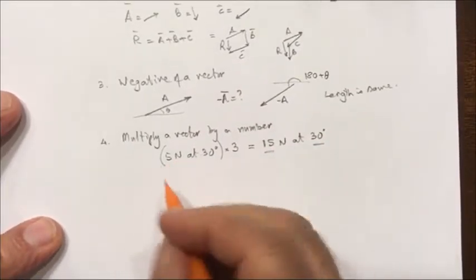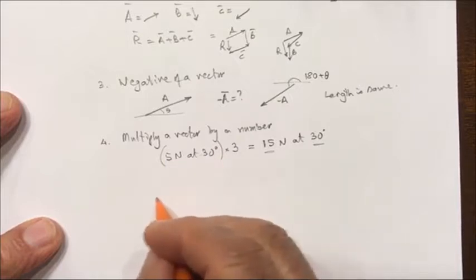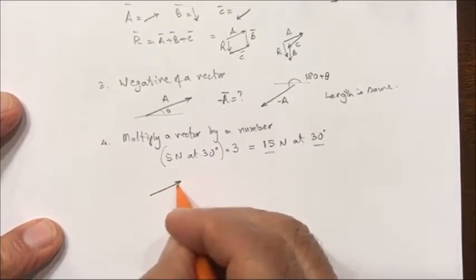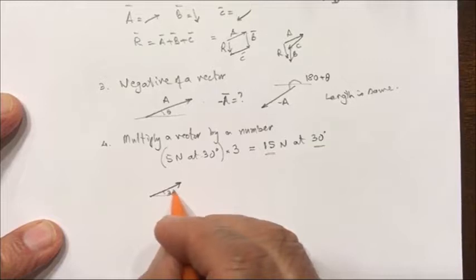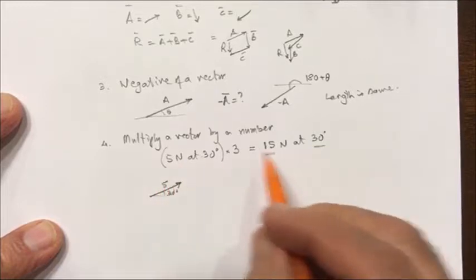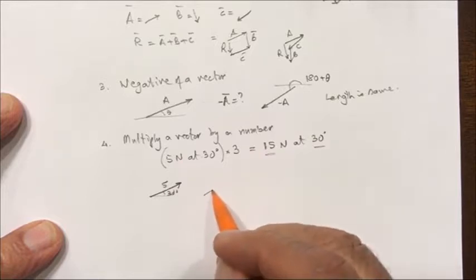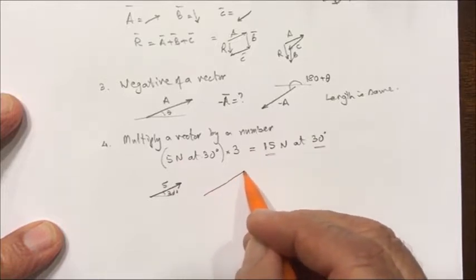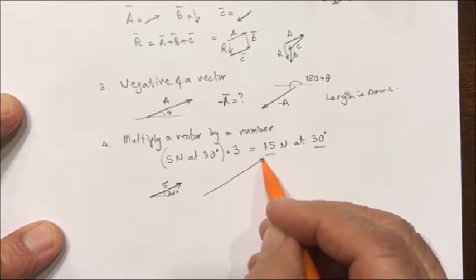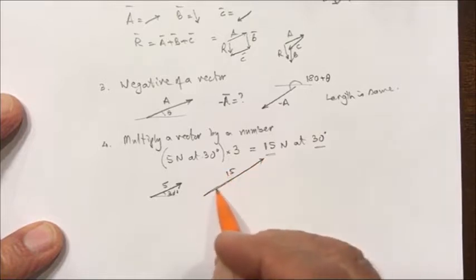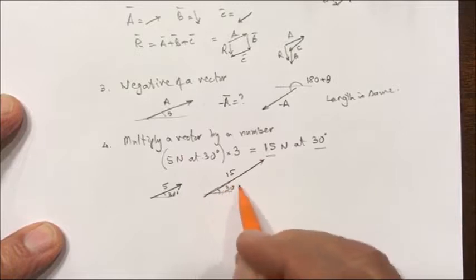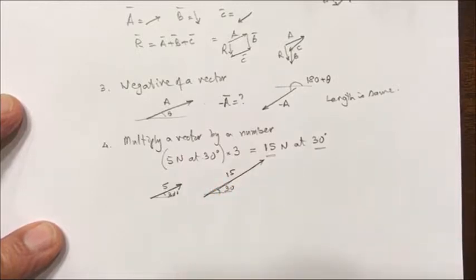So if we were to draw this, a vector 5 newtons at 30 degrees is here, this angle is 30 degrees, and this is 5 newtons, then multiplying that by 3 means simply making it 3 times longer. The angle remains the same, the length is multiplied by 3.